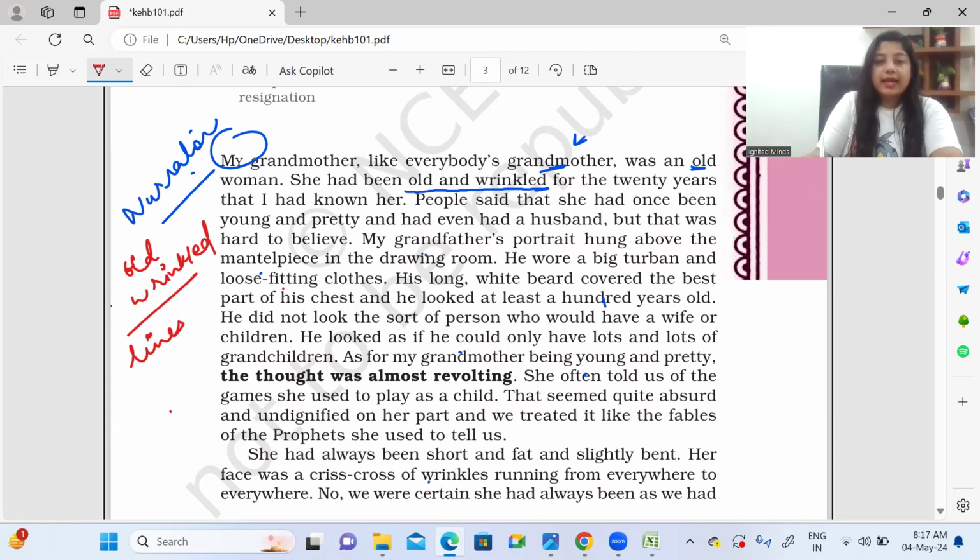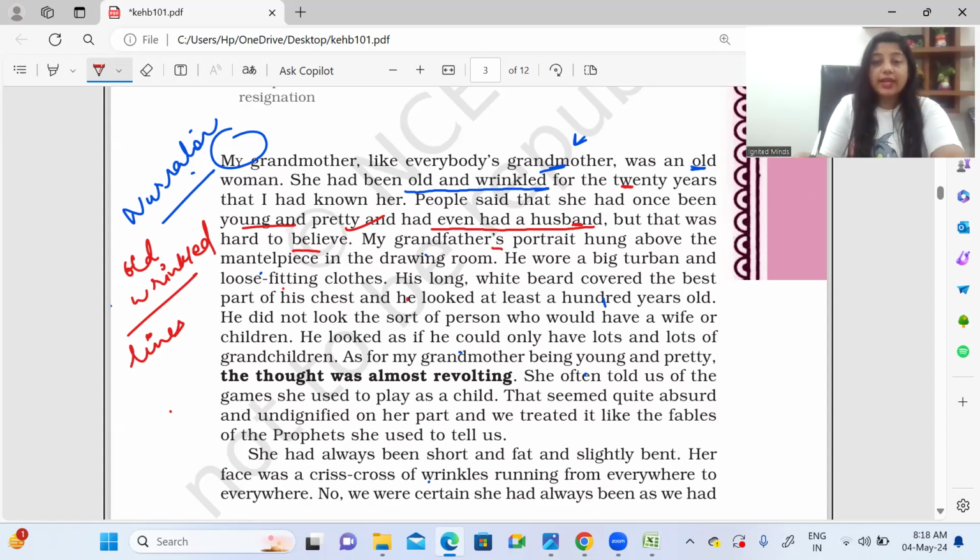"For the 20 years that I had known her, people said that she had once been young and pretty." So he had known her for only 20 years. Of course, because grandmother and the narrator cannot be of the same age. He has a memory of her for 20 years, and for 20 years, he has seen her old. But people tell him that before that, she used to be very young and pretty, and even had a husband. "But that was hard to believe." Here the line says that she even had a husband, but it is very difficult for the narrator to believe it. He is not able to understand that his grandmother even had a husband.